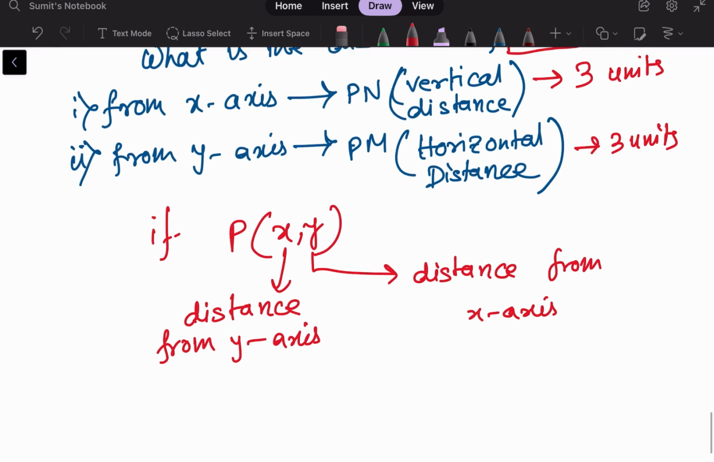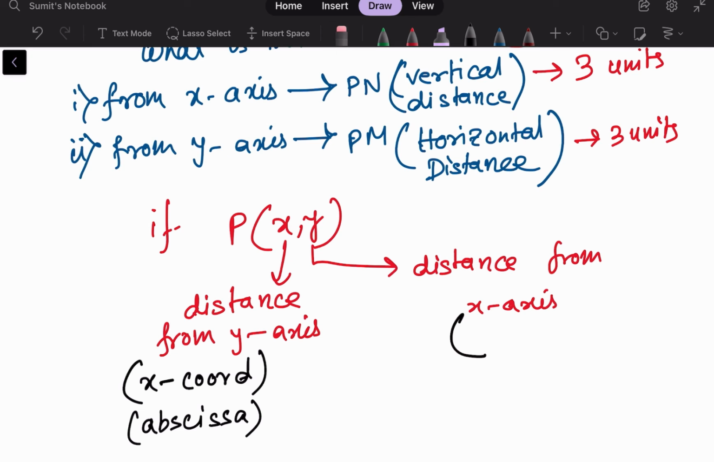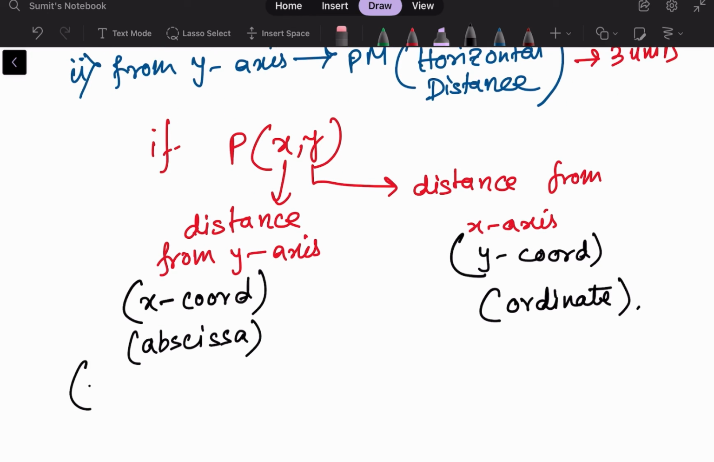X means distance from y-axis, and actually it means the x coordinate, right, na? It means the abscissa. How many significances are there? Distance from x-axis, the y part, that means it is actually called the y coordinate, or only the ordinate. It is called ordinate, right? Actually x has another significance also. It means distance moved on x-axis. That is also true, na?